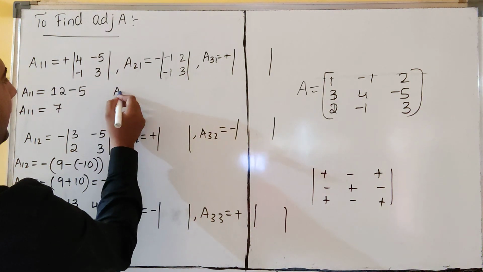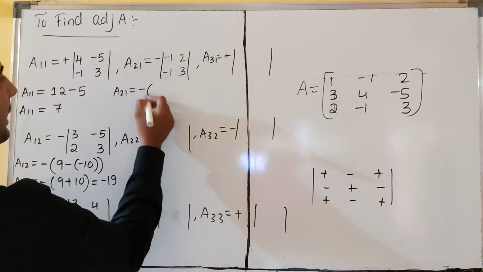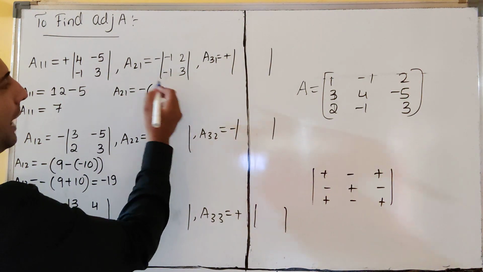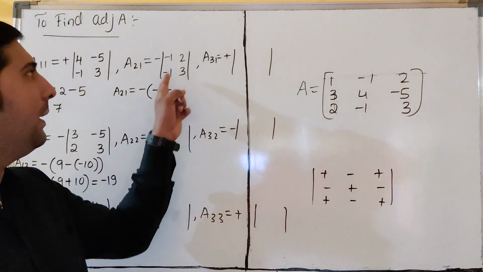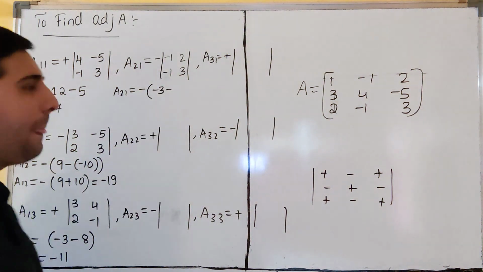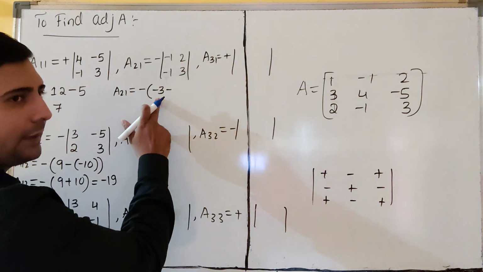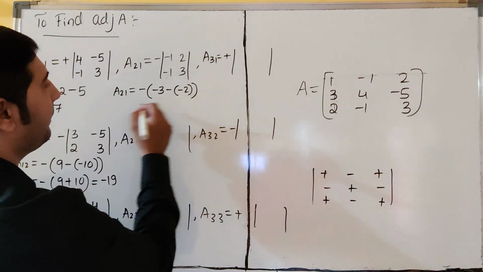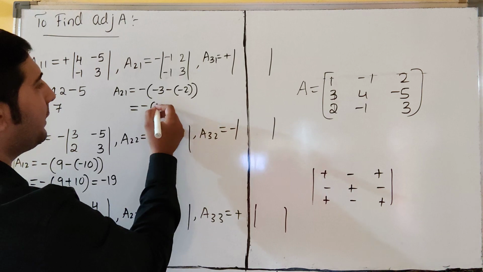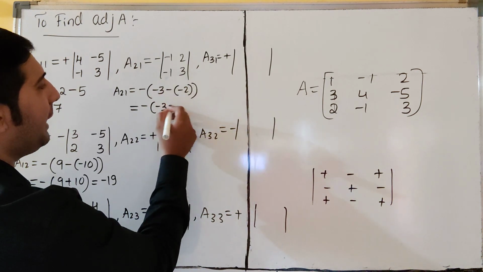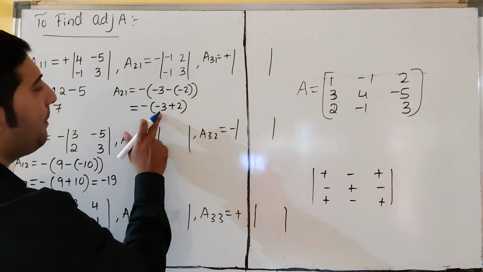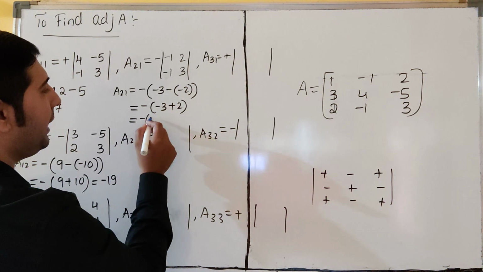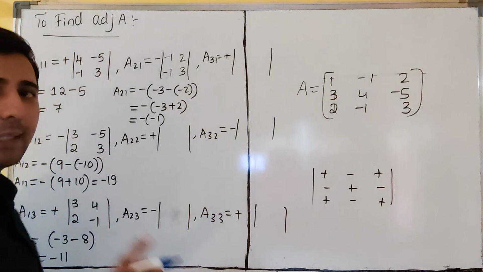I am finding A21. So I will write minus outside. Minus 1 into 3 is minus 3. I will write the minus before multiplying this. Minus 1 into 2 is minus 2, dear students. So now see, minus, minus 3, minus into minus is plus 2. Minus 3 plus 2 is how much? Minus 3 plus 2 is minus 1.